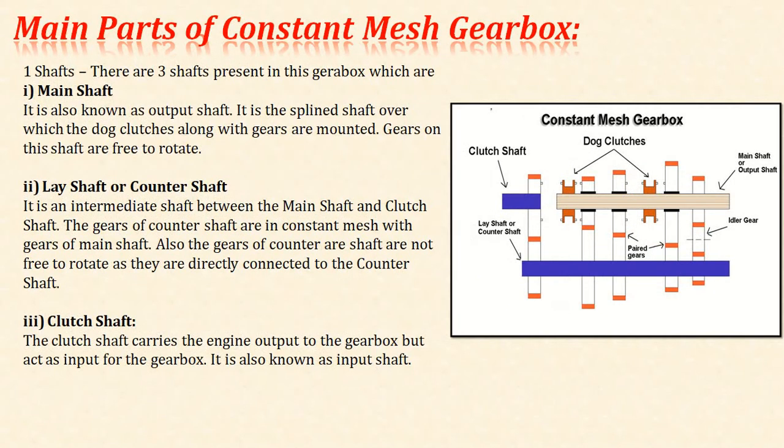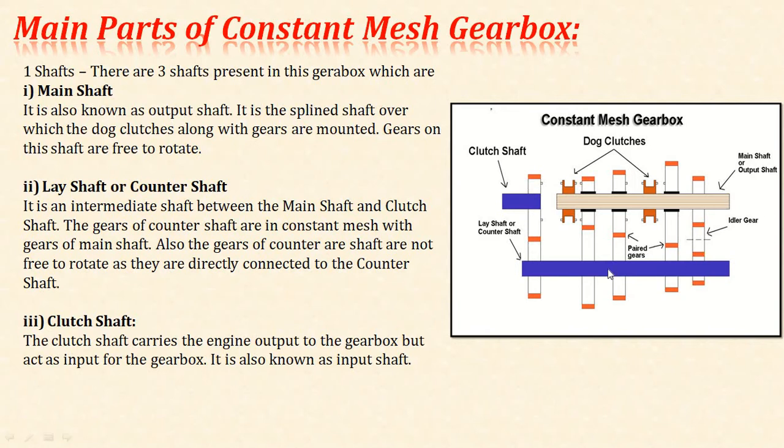The main parts of the constant mesh gearbox. First, the shafts. There are three shafts present in the gearbox: the clutch shaft, main shaft, and lay shaft. This is the main shaft, and it is known as the output shaft. It is a splined shaft over which the dog clutch along with the gears are mounted, and gears on this shaft are free to rotate.